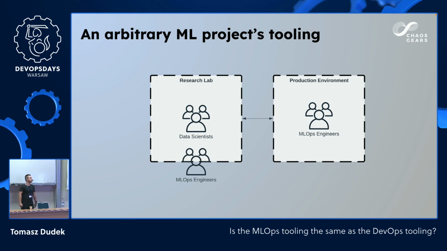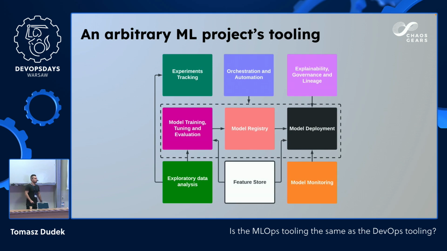So to streamline that process, we've got various tools that help us with that. Starting with a place we can explore data in, then some ephemeral clusters that we can train our models and tune them, some experiments tracker in which data scientists save whatever they've been doing with their models. We've got a model registry that we save those models in. We've got a feature store, which is essentially a database for machine learning. We've got model deployment systems, model monitoring, and so on.